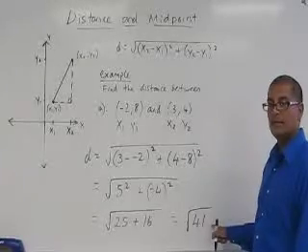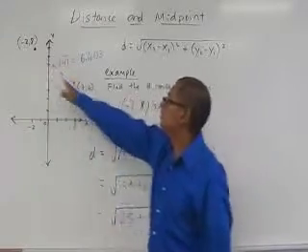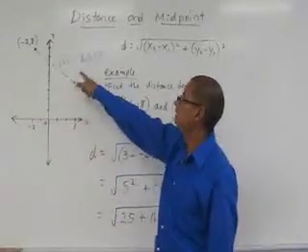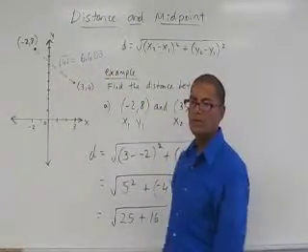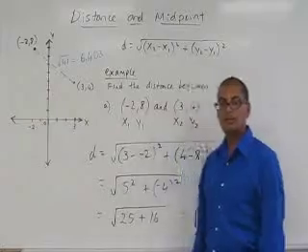Graphically, the square root of 41 is the distance between negative 2, 8 and 3, 4. That's what it looks like. And the square root of 41 is approximately 6.403. That's the distance between those 2 points.